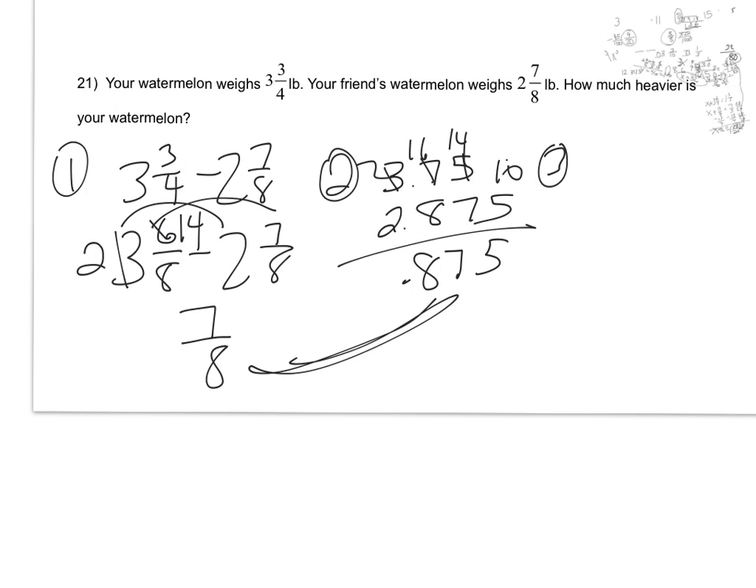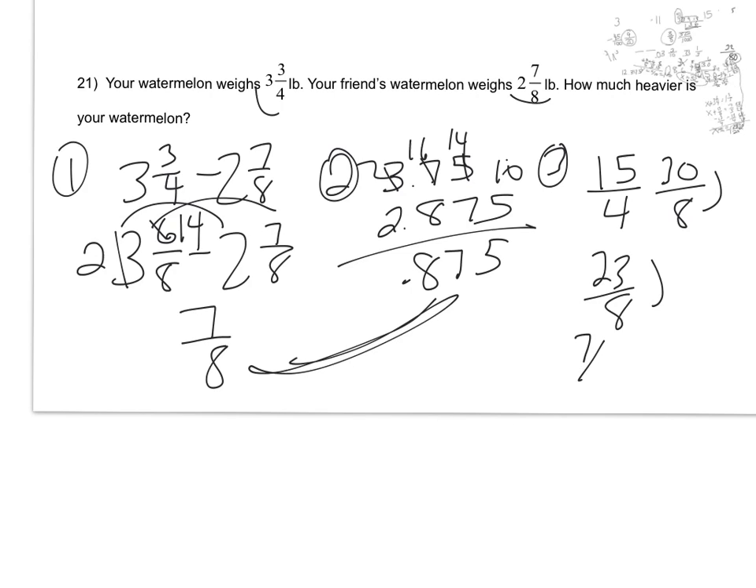And then the third method would be to change to improper fractions. So 3 times 4 is 12, and plus 3 is 15/4. And then here we have 16 plus 7, which is 23/8. And if we multiply by 2 to get the common denominator, we get 30/8 minus 23/8, which again is 7/8. All 3 the same answer. Any one would be acceptable. You have to just choose which method works best for you.